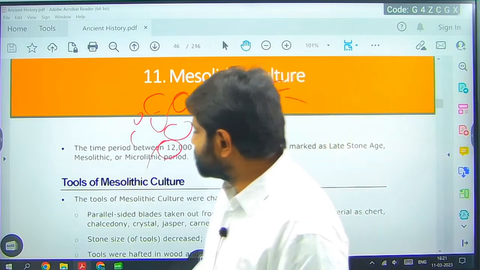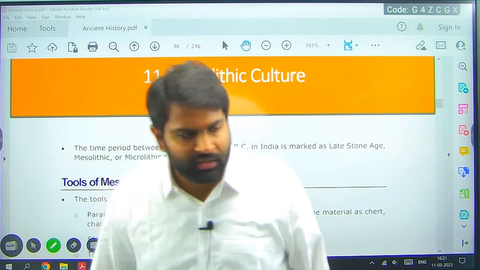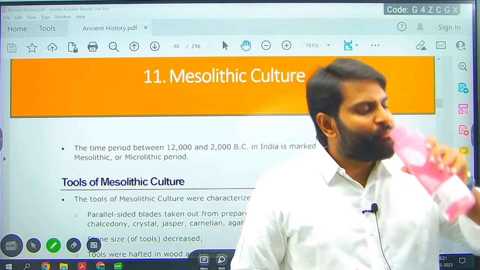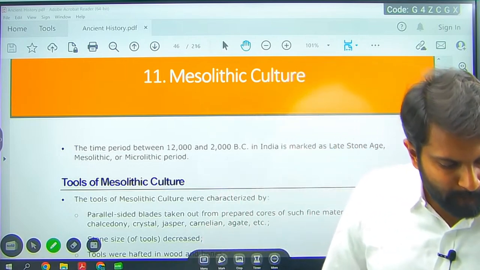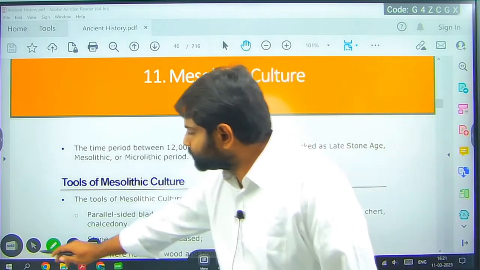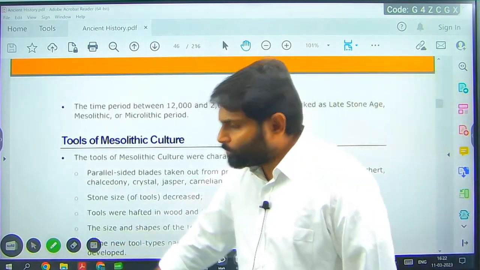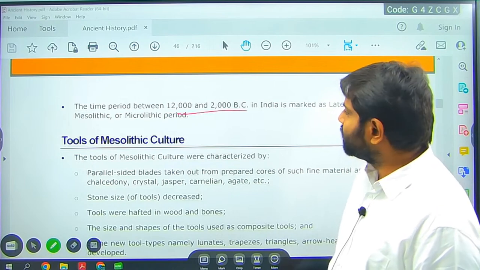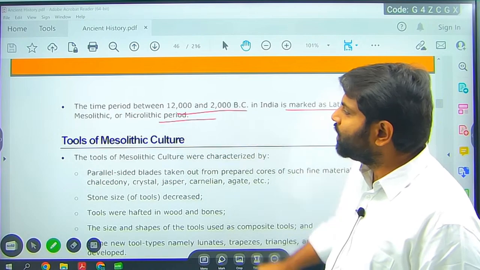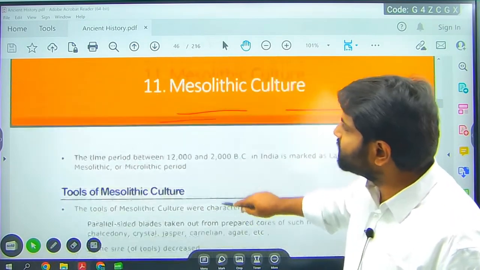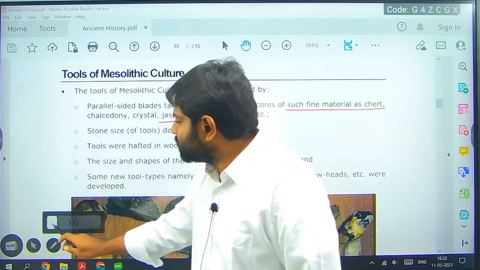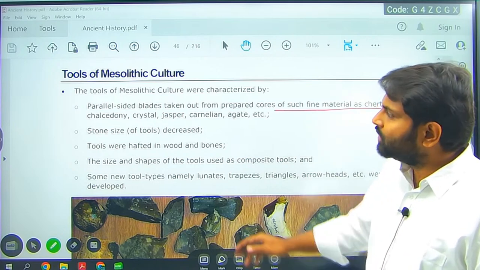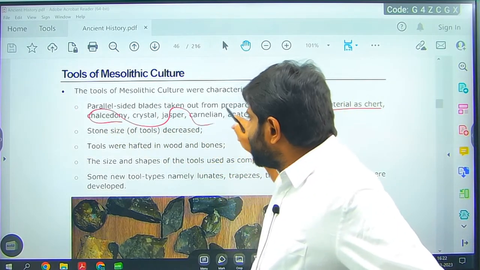The next important one is Mesolithic Age. So at 8000 Paleolithic ended, Upper Paleolithic, but 12000 to 2000 BCE is where we are talking about this particular India, marked as Late Stone Age, Mesolithic or Microlithic Age. So this is what we are talking about, microliths. The name itself is saying microliths, small tools. So many tools will come into picture, small tools. Parallel sided blades taken from prepared cores, such fine material as chert. You can see chalcedony is coming into picture, crystal, jasper and carnelian agate are coming into picture.